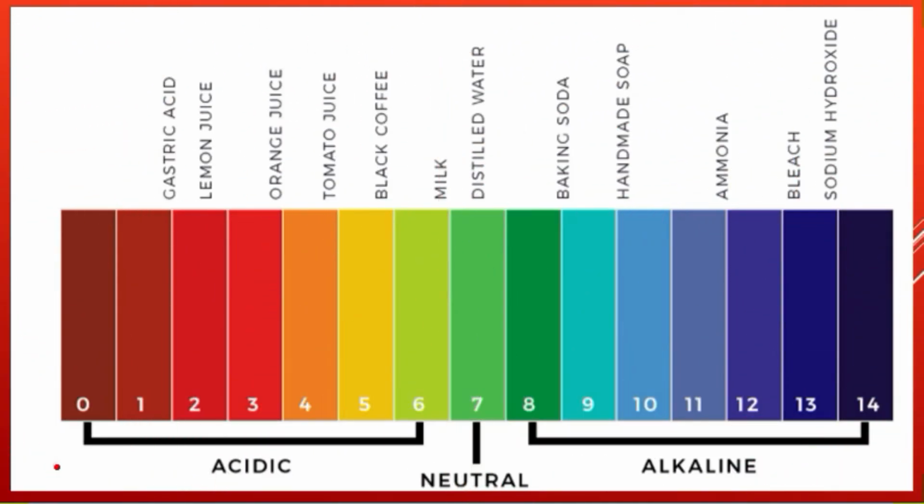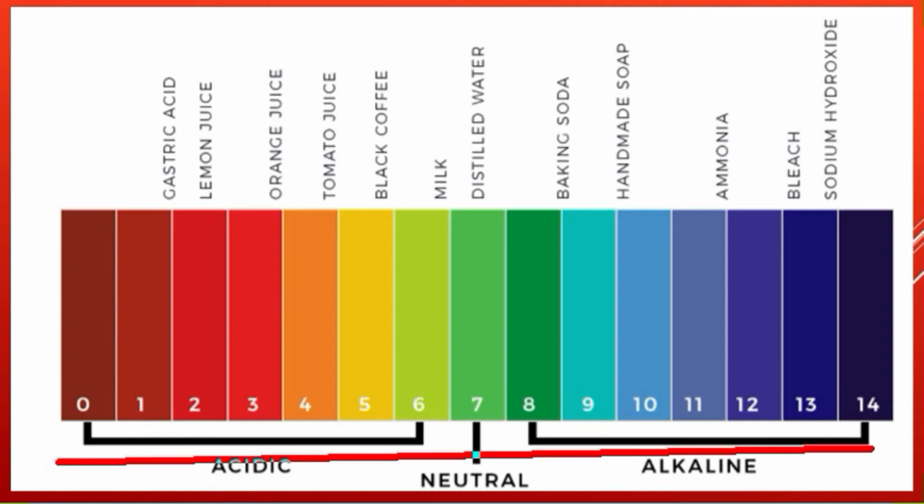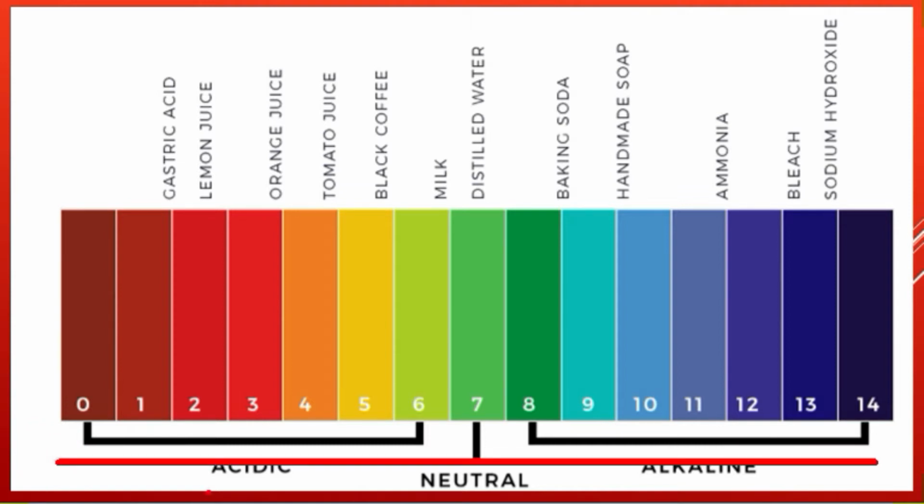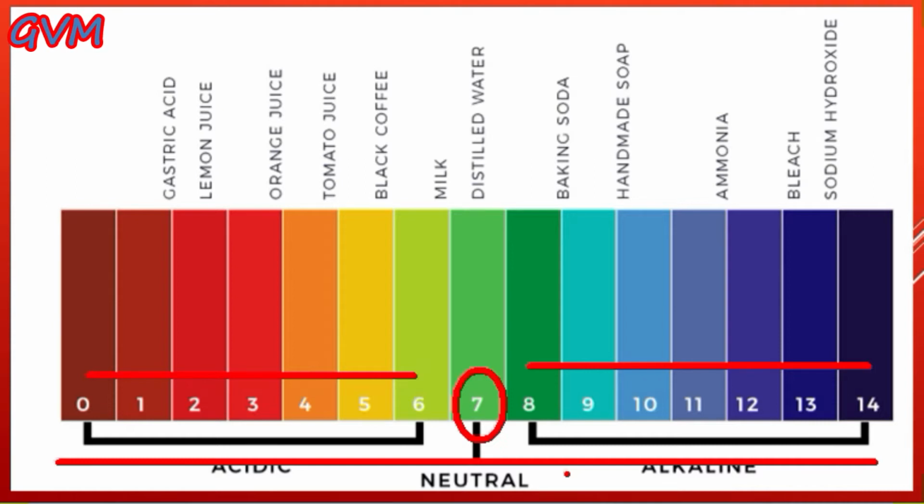Now students, as you can see here, this one is the pH scale. And students, as you can see here, 0 to 6 indicate the acidity of a substance, whereas 8 to 14 indicate the basicity of a substance, and 7 denotes the neutrality of a substance, means a given substance is neither acidic nor basic in nature.